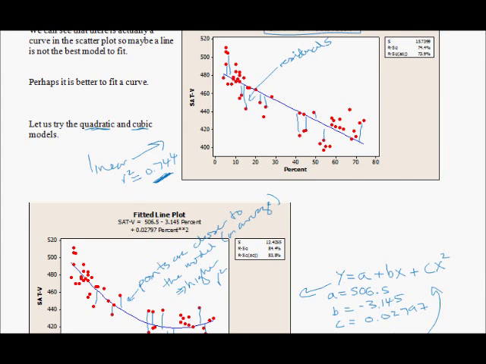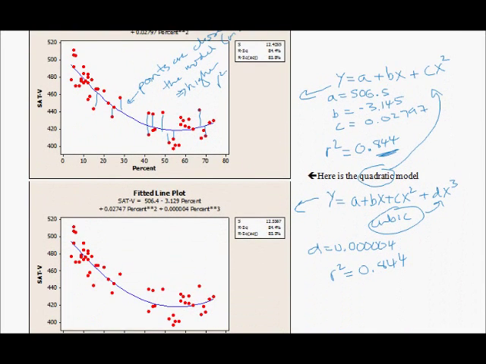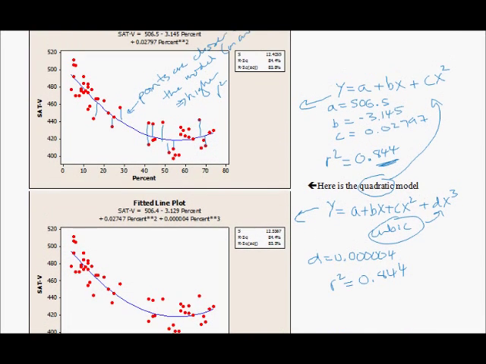But when we get to the cubic model, let's scroll down and get the squared and cubic here. Ooh, a little too far. There we go. For the cubic model, if you look at it, it looks the same as the quadratic model, right? Visually, you can't see much difference. That's because the cubic term is very, very small. This term here is very small, right? It's 0.00000004.